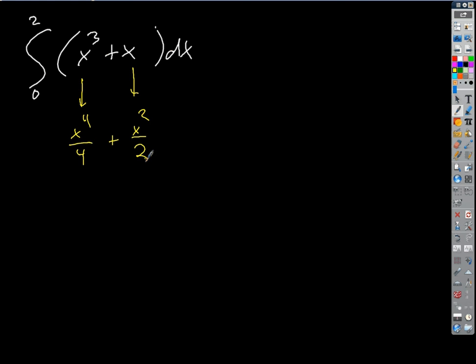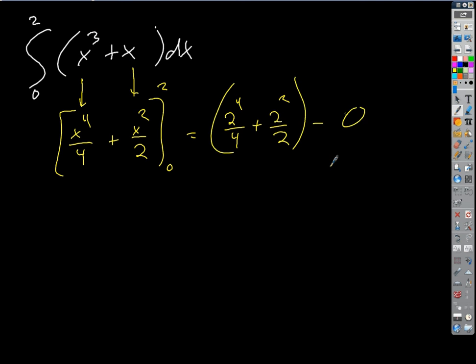And I can evaluate this either piece by piece or as a whole. I can evaluate it from 0 to 2. I might as well just do it this way, right? Because this is a really convenient one. What's the value of that expression going to be at 0? 0. Yeah, so if I plug 2 in, I'm going to get 2 to the 4th over 4 plus 2 squared over 2 minus 0.